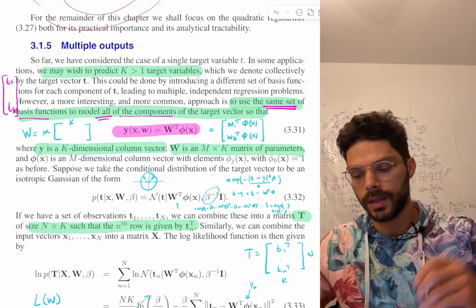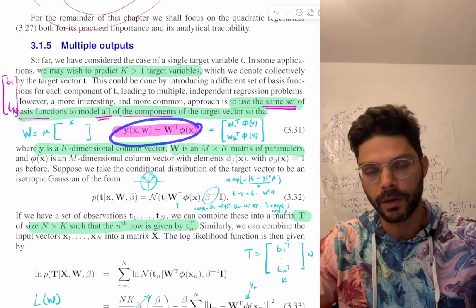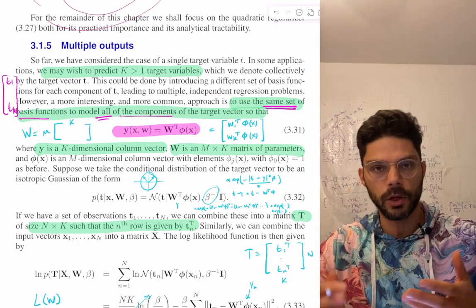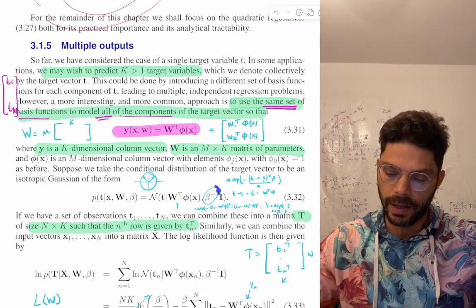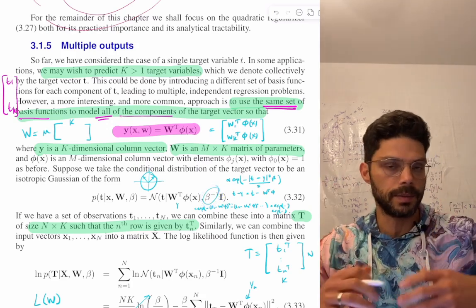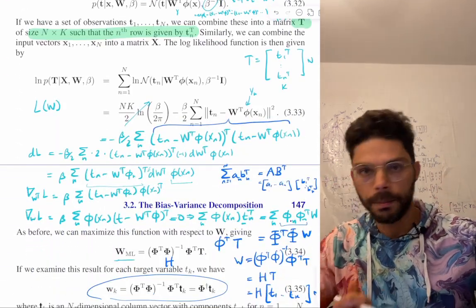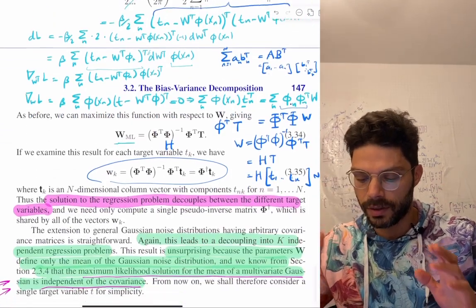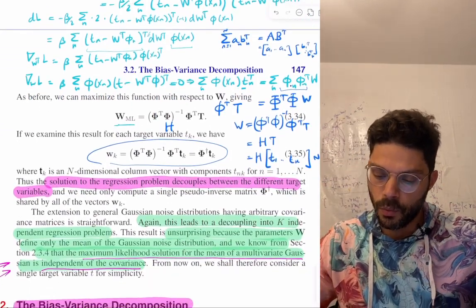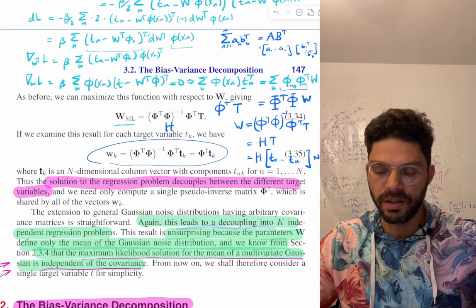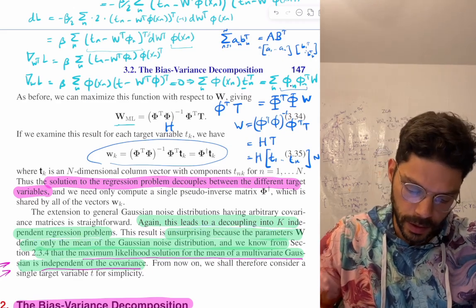What if the noise that we think is corrupting our observations actually has some other pattern of covariance? Does the problem get more complicated? Interestingly, with the Gaussian, it doesn't. We again get this decoupling into k independent regression problems. I'm actually going to highlight that again.